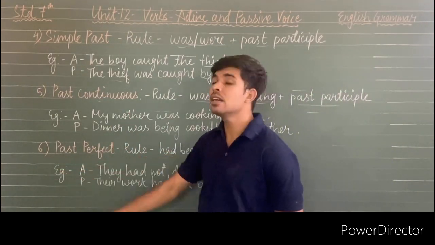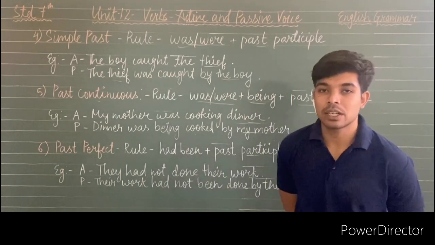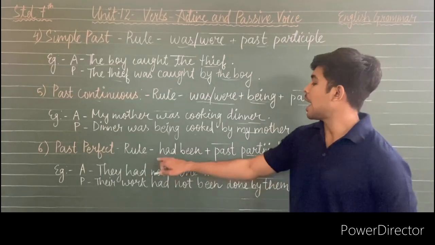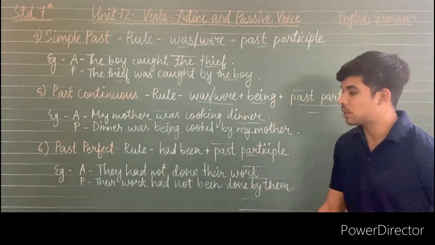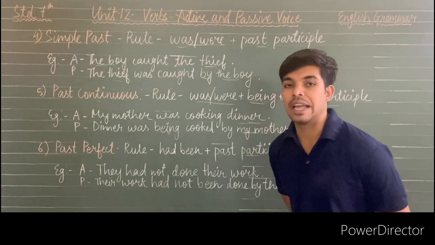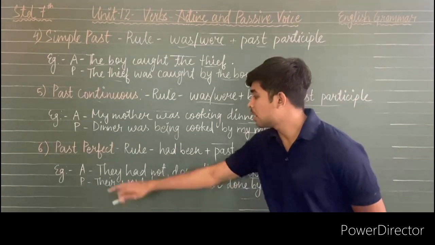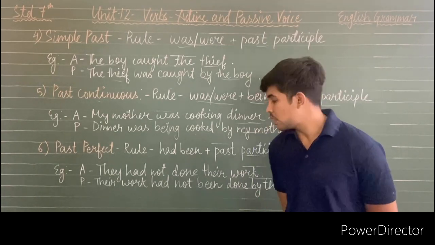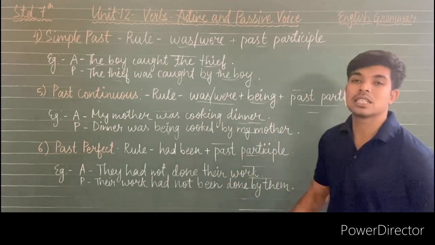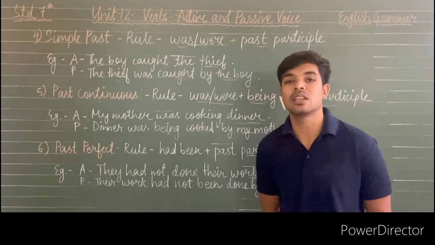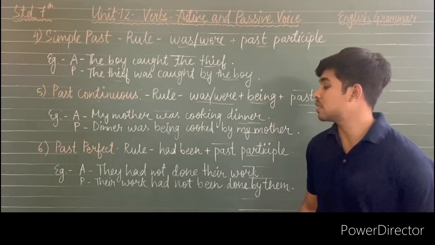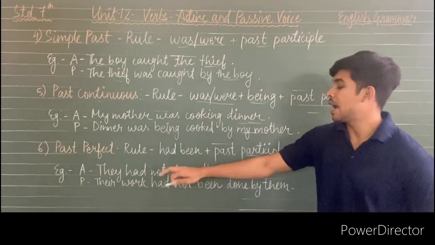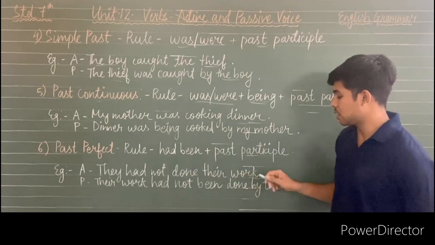Then after this, we have the sixth one, past perfect tense. In past perfect tense, the rule is had been plus past participle. Whenever we have to change the active voice into the passive voice of the past perfect tense, we will add had been plus the past participle form in between of a sentence, replacing the subject and object of the sentence. For example, active voice and passive voice: they had not done their work.